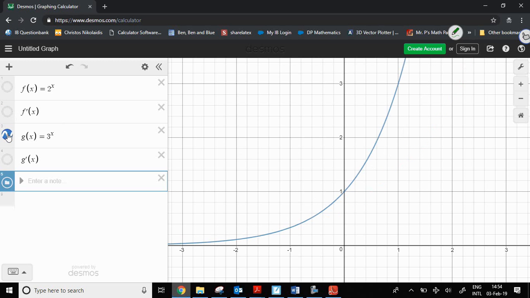We could look at 3 to the x again. Now 3 to the x is a little bit steeper than 2 to the x, right? So let's take a look at its derivative. Its derivative is a little bit above the graph. So at any point along 3 to the x, the slope of the tangent line is just a little bit more than the y value at that particular point, which raises the question now, is there any particular function whose derivative is exactly the same as the original function?